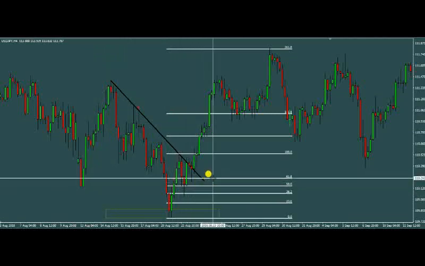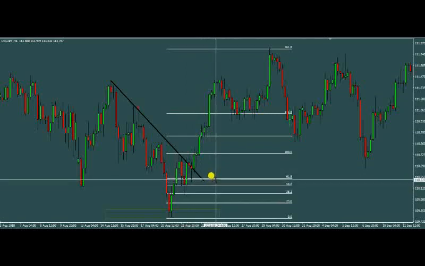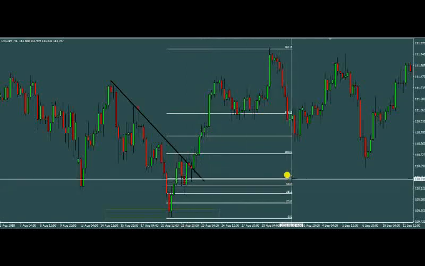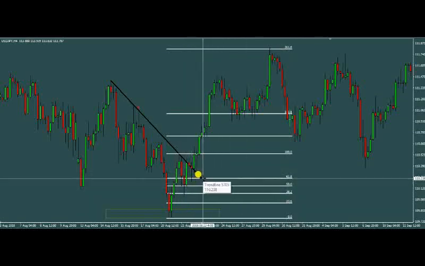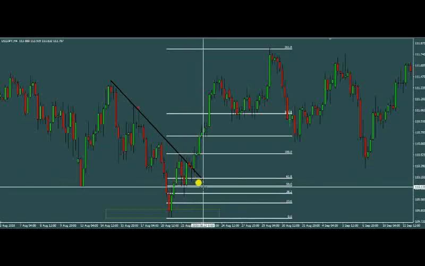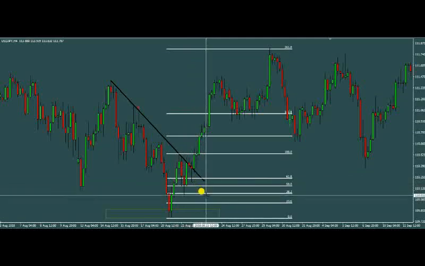So 50 and 60 are so close together that you want to take your trades at these zones, the 61, the 50 area. So you could enter your trade at the 60 and put your stop loss at the 50. This is something that could actually help you. Sometimes you could actually place your stop at the 38.